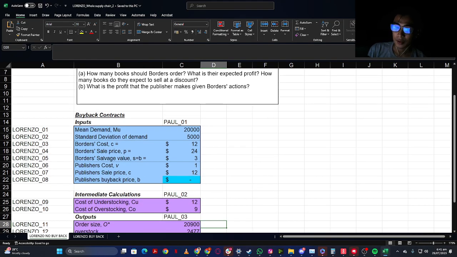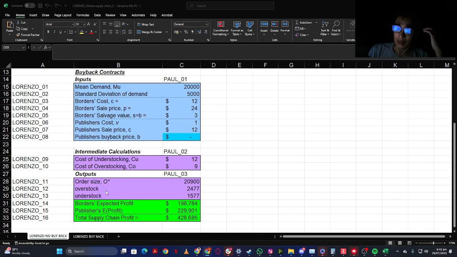All right, so you're going to see here the inputs. Our mean demand is 20,000. Standard deviation is 5,000. Borders' cost is $12, like in the problem. Borders' sale price is $24, and the salvage value is $3. The publisher's cost is 1, and the publisher's sales price to Borders is 12. We have no buyback in this current scenario. So step number 1, we have to calculate the cost.